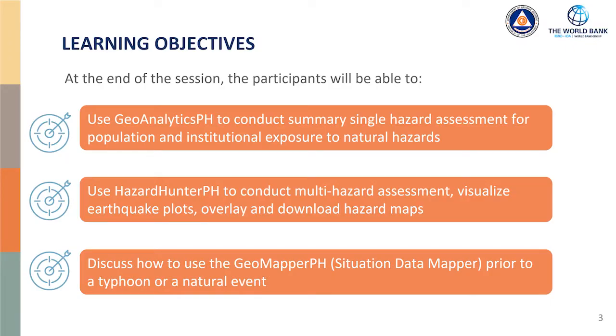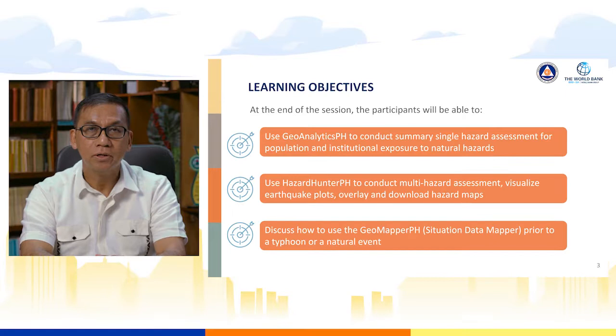In this session, participants will be able to do the following. Use Geoanalytics PH to conduct summary single hazard assessment for population and institutional exposure to natural hazards. Use Hazard Hunter PH to conduct multi-hazards assessment, visualize earthquake plots, overlay and download hazard maps. And lastly, discuss how to use the GeoMapper PH or the Situation Data Mapper prior to a typhoon or a natural event. We have to know the different hazards in the Philippines.